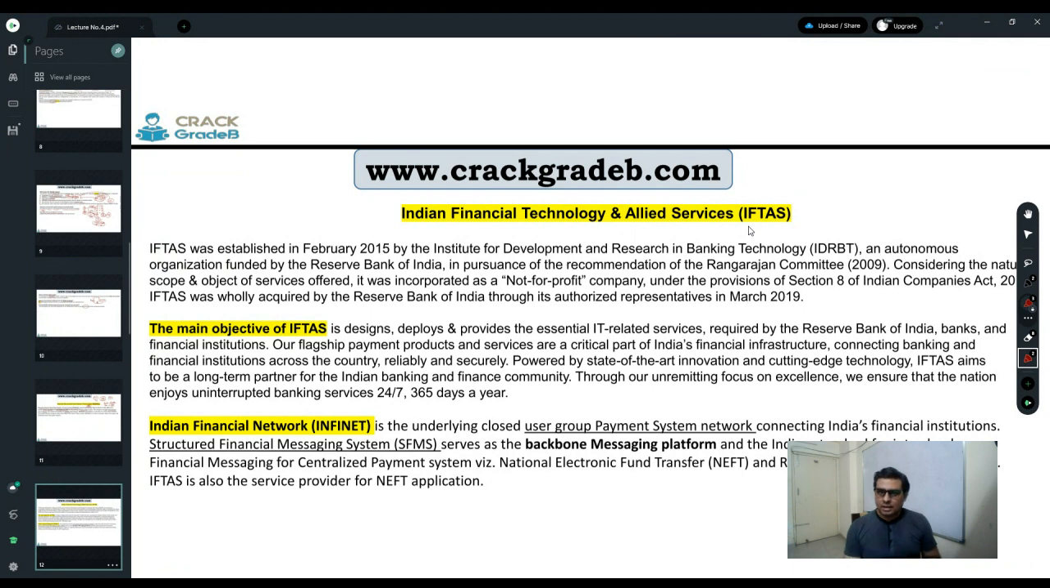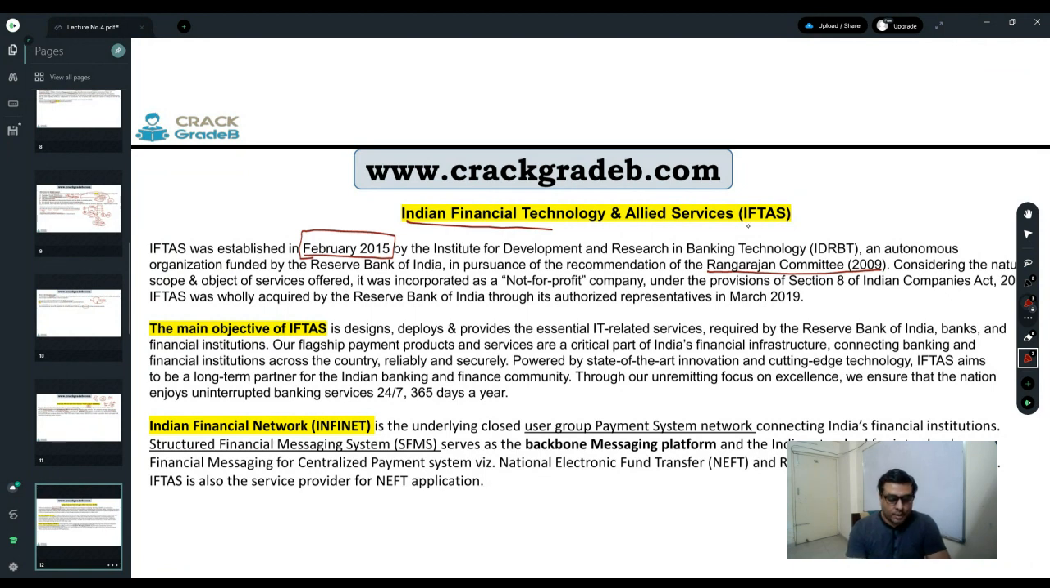All these things are the technical part, right? To handle this technical part, this organization was established, specifically in February 2015, on the recommendation of the Rangarajan Committee. Its main objective is to provide all kinds of IT-related services required for the banking system, and especially the Reserve Bank of India.